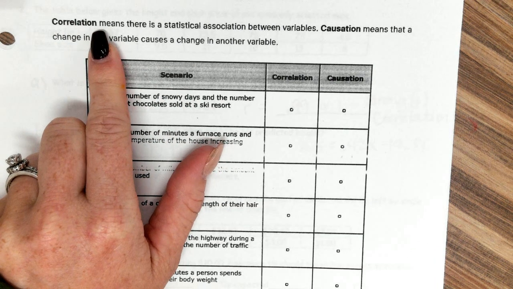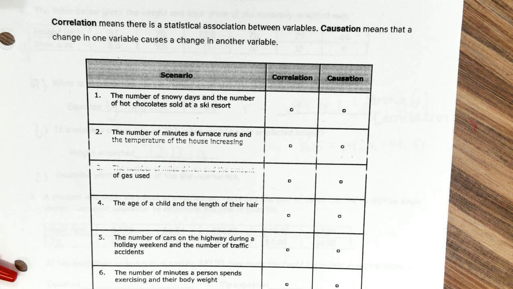Correlation means there is a statistical association between variables. Causation means that a change in one variable directly causes a change in another. Read that to yourself again, and then we're going to answer the questions. Everybody had time to read it? Okay, look at number 1. I don't want you to say the answer. I want you to mark it, and then we'll talk about it.